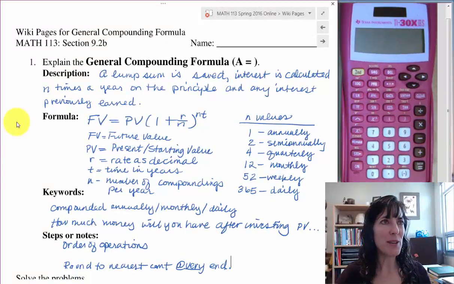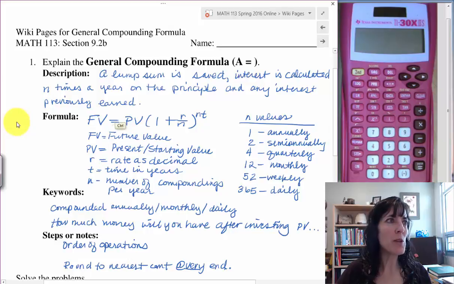Now the FV, I'm noticing right up above it says A equals. The FV and the A are the same thing. So you could have an A here or FV. Sometimes it's future value, sometimes it's just ending amount.